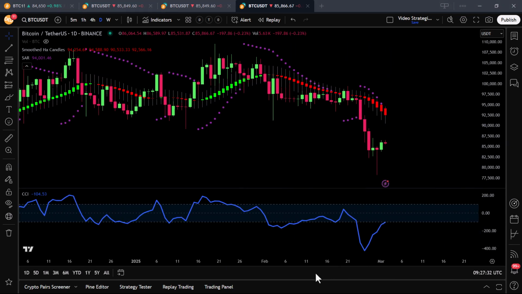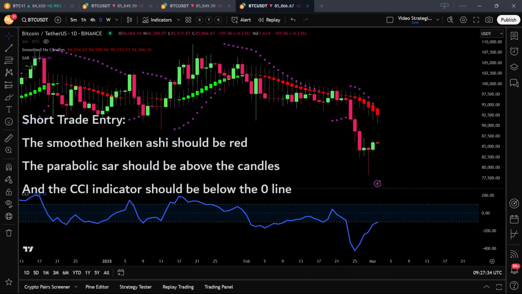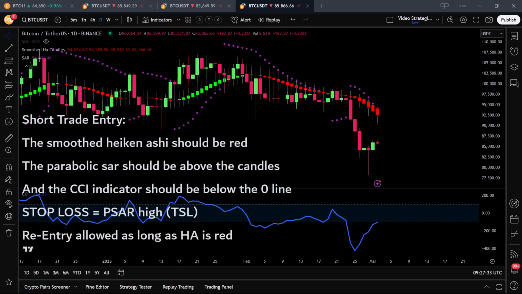So for short trades the rules are simply: the smooth Heiken-Ashi should be red, the parabolic SAR should be above the candles, and the CCI indicator should be below the zero line. Now the PSAR is the point where the stop loss is set, so when the price gets above the PSAR, the trade will be exited. But when the price gets below the PSAR again, the bearish momentum might strengthen again, and more short trading re-entries are allowed when this happens.